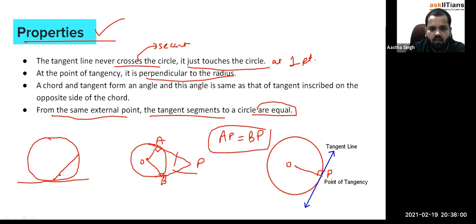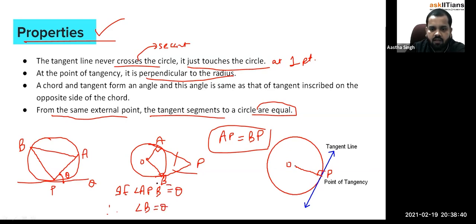If a chord makes some angle theta, then the chord will make the same angle at the opposite side of the chord, right? If this angle is your theta, then suppose this opposite point is P and B, and suppose this point is Q. The third one is saying if angle APB is equal to theta, then your angle B will also be theta, right?